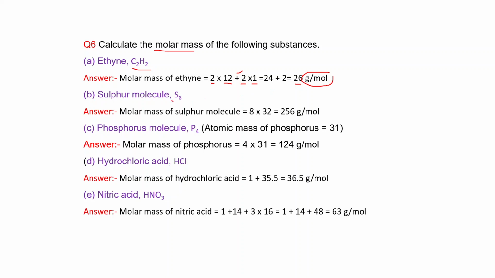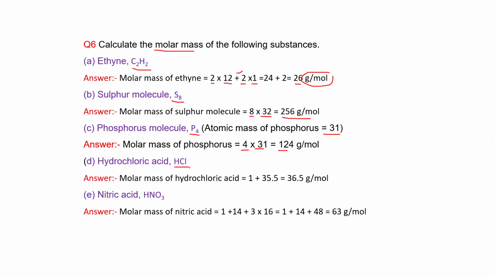Sulfur molecule is S8. In one molecule of sulfur, there are 8 atoms of sulfur present. That's why 8 is multiplied by atomic mass of sulfur, that is 32. If you solve it, 256 gram per mole. In the same way, phosphorus molecule P4, atomic mass of phosphorus is given as 31. That's why this is 4 into 31, 124 gram per mole.